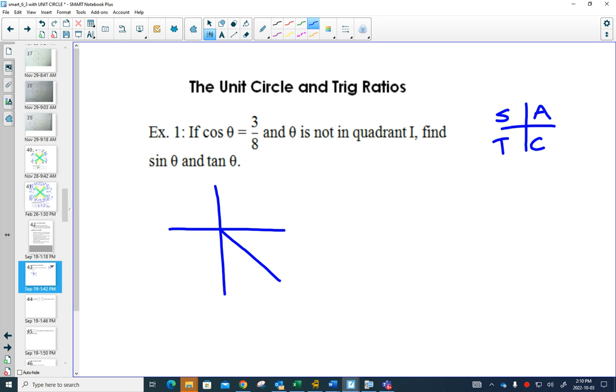Angles in standard position go like this, but the triangle you're going to make is going to use the reference angle. So you need to make your triangle back to the nearest x-axis and label your reference angle. Once you have your reference angle labeled, you can now say, I know in this triangle the adjacent side would be 3, the hypotenuse would be 8.